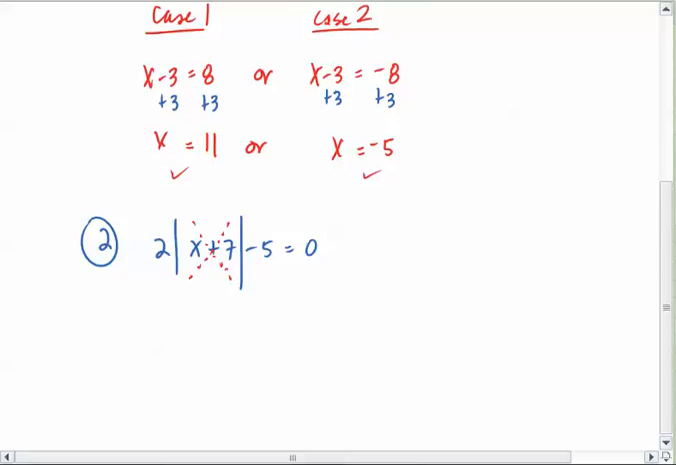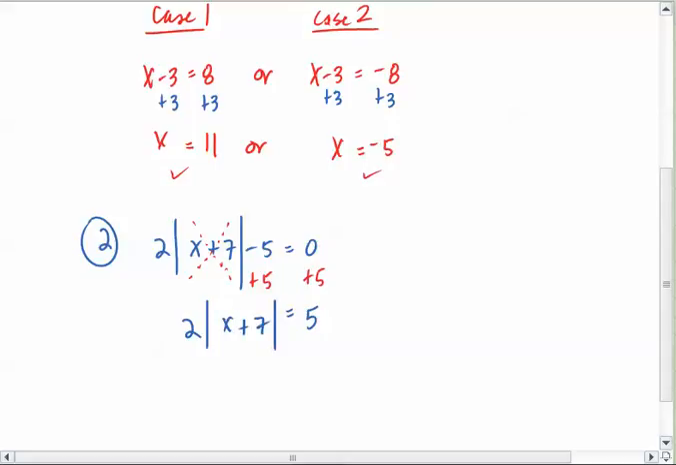So I'm going to act like that absolute value is just a big old fat x, and I'm going to do what I would do normally to get the x alone. So I'm going to isolate the absolute value in the same way. So that's equal to 5. And so now I have the 2, and we have x plus 7.